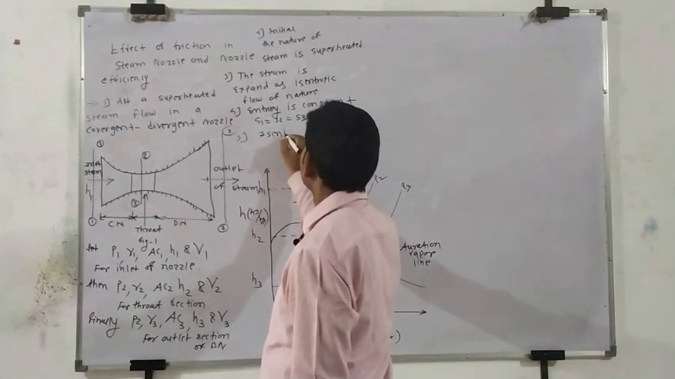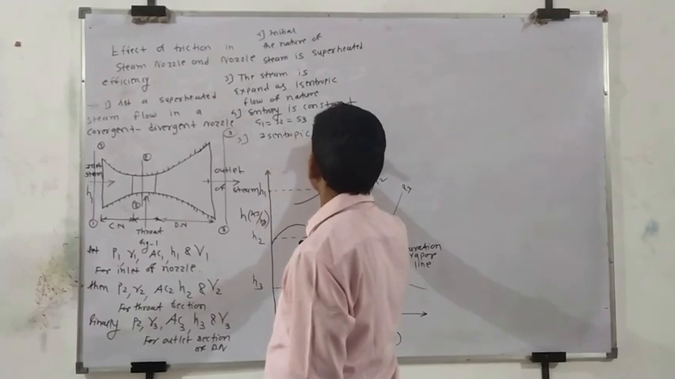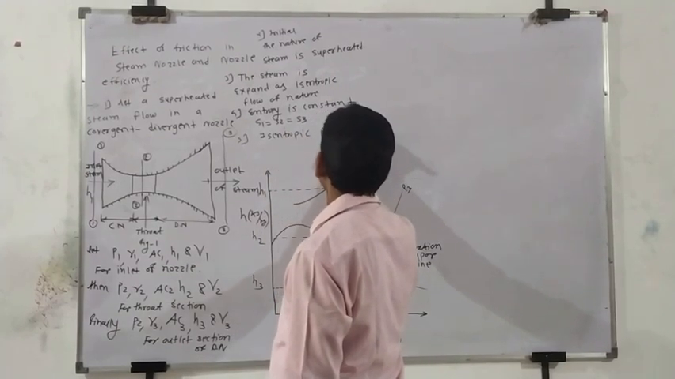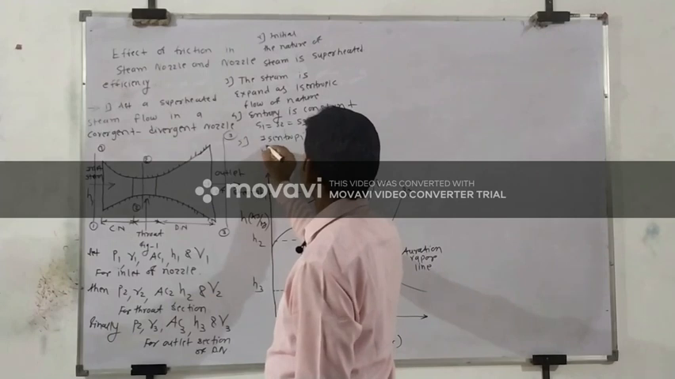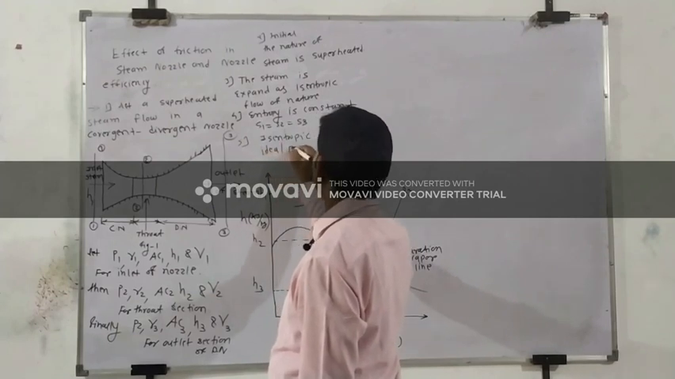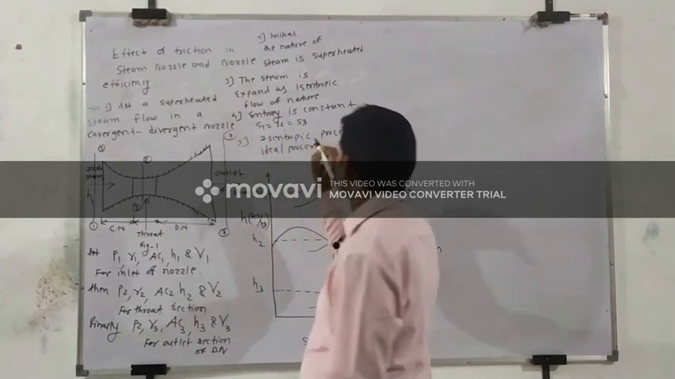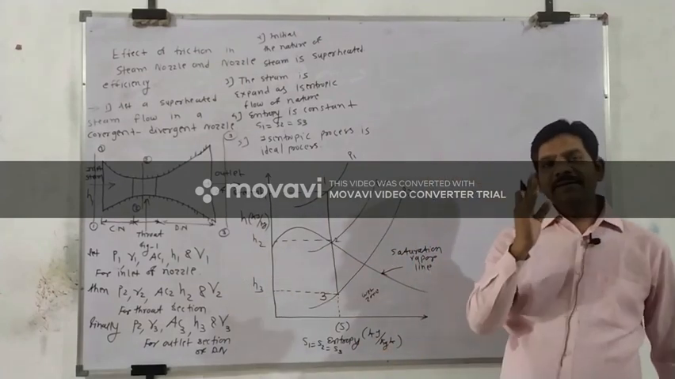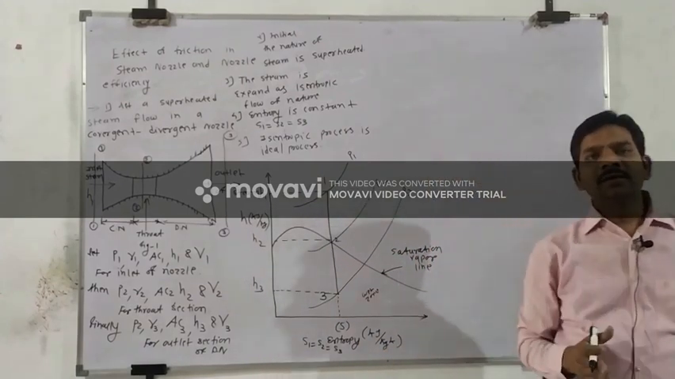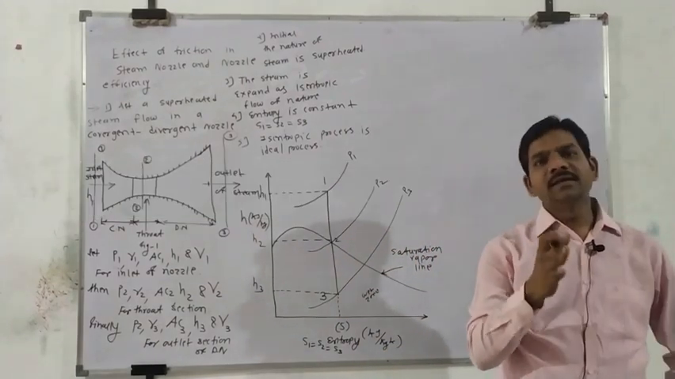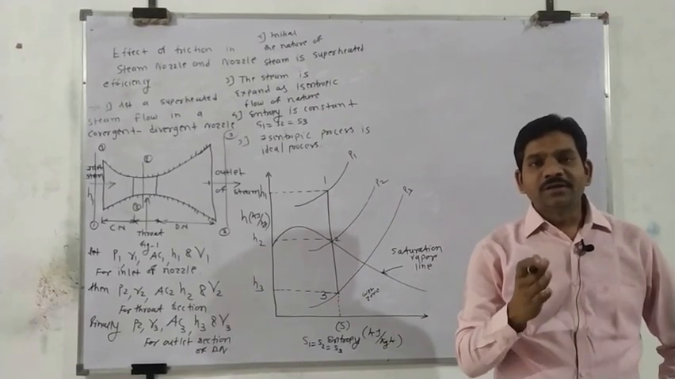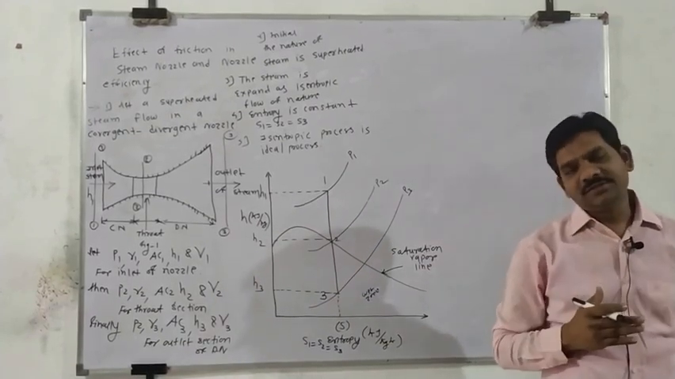Isentropic process is an ideal process. Yes or no? Yes. Ideal process means there are no frictions. What do we consider? There is no loss.